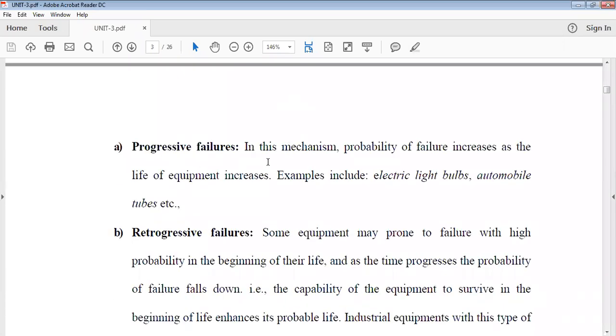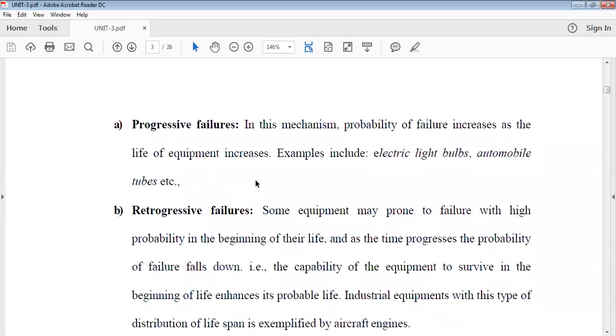Next, progressive failure. In this mechanism, the probability of failure increases as the life of equipment increases. So you see electrical light bulbs, automobile tubes where hydraulic oil is pumped at a particular time, all those things. You can see that all the factories are housed with heavy electrical bulbs, and this is nothing but the probability of failure increasing as the life of equipment increases automatically.